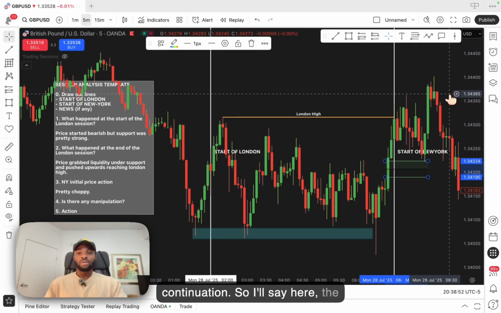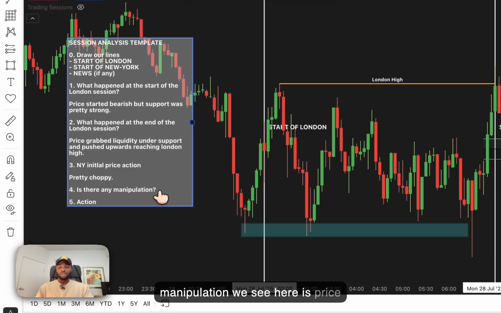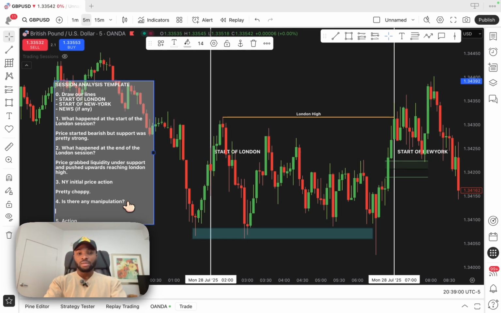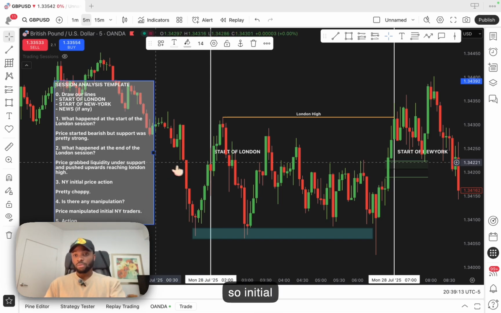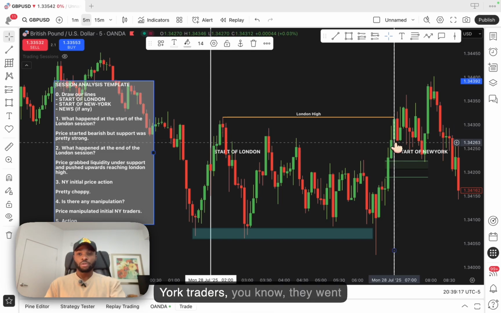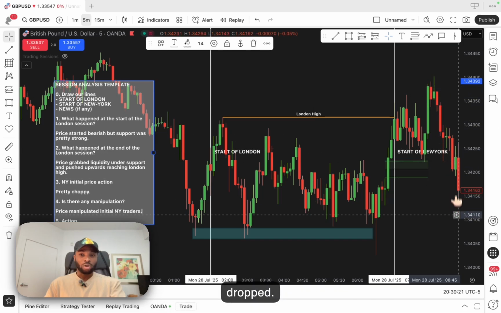So I'll say the manipulation we see here is price manipulated initial New York traders. Okay, so initial New York traders, they went into this buy and then price just dropped, right?